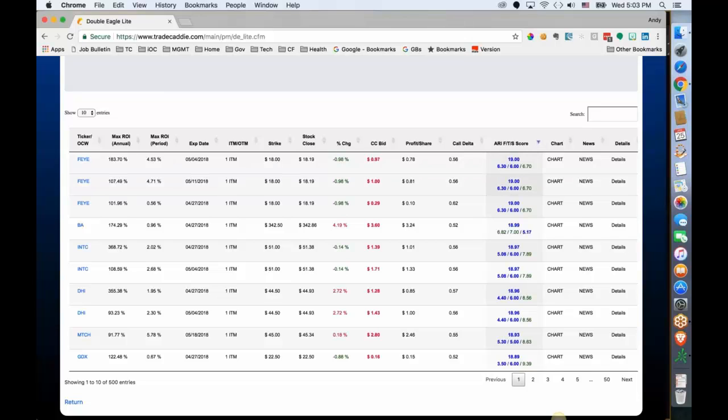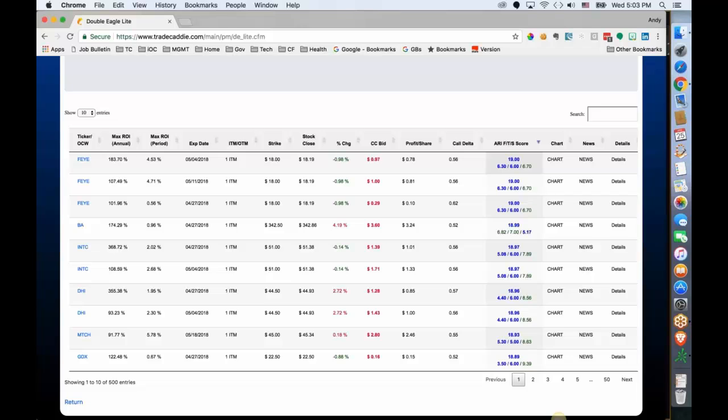Your ticker symbol is FI. It's got a max ROI of 183.7%. Now that's an annual amount, and that's what we're looking for here. We're not looking for the max ROI in the period, because that would be the ROI if it executed. We want this to keep feeding us over a period of time. So that's a good looking one.